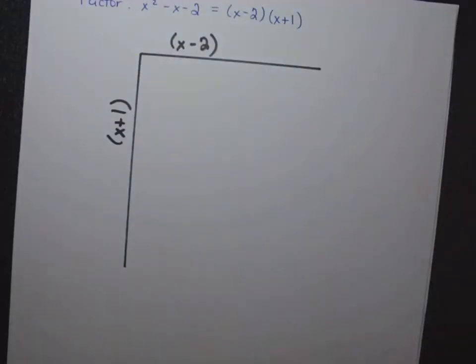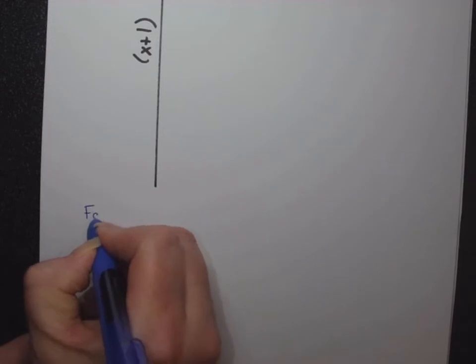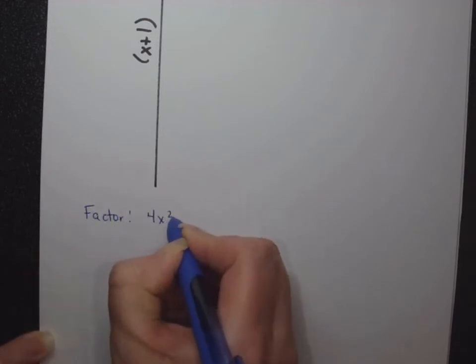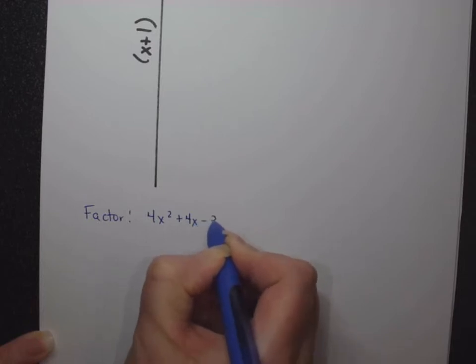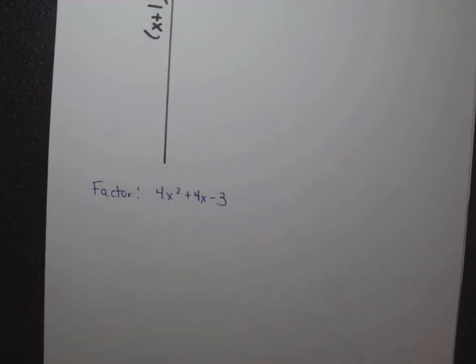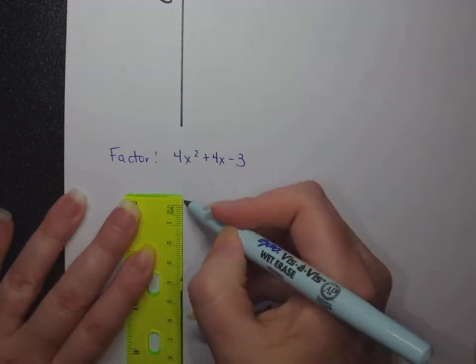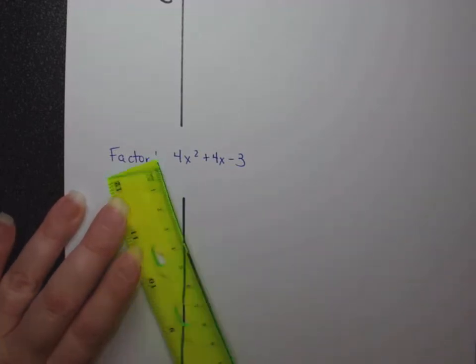All right, so let's try one more where maybe we don't have a mat. So let's try factoring 4x squared plus 4x minus 3. When you draw your mat, you always want to leave a little bit of gap on the top and on the side so you can write your answer.